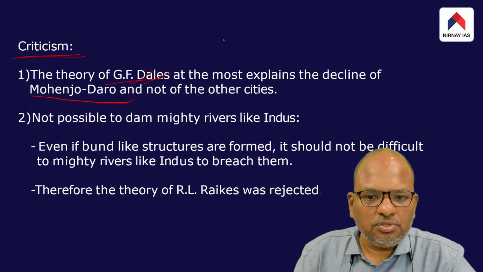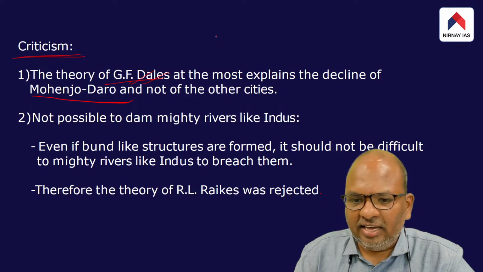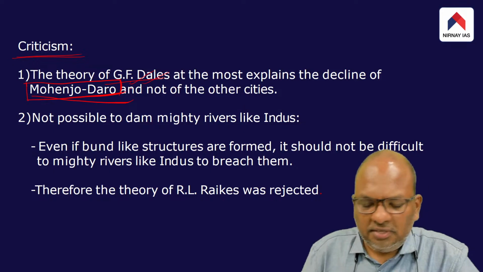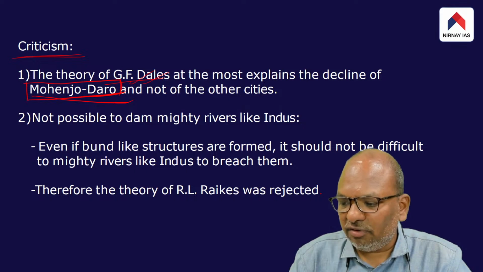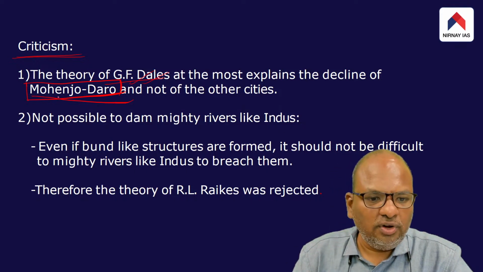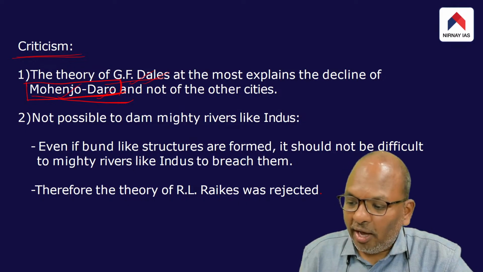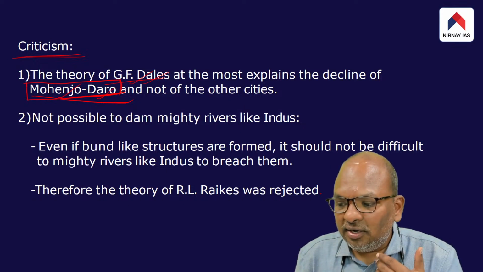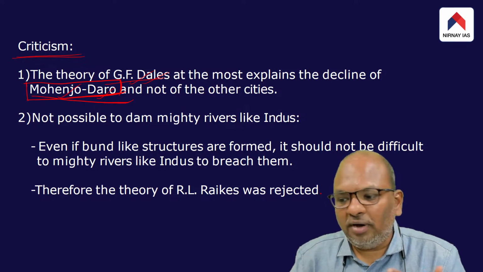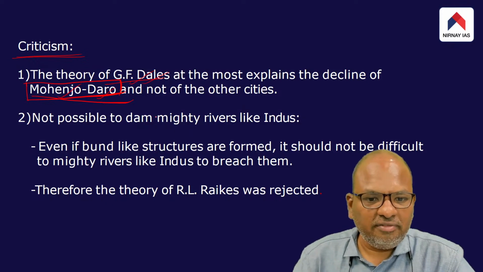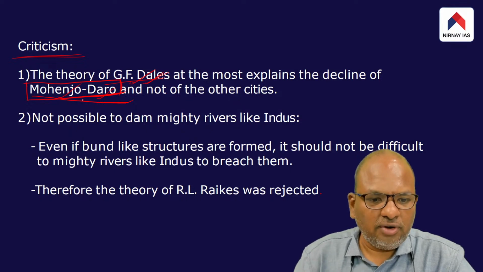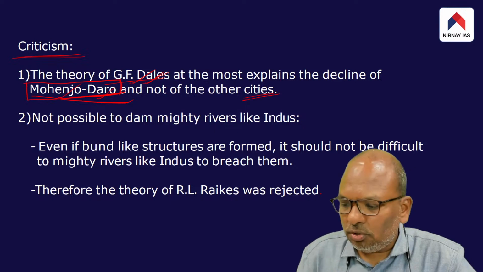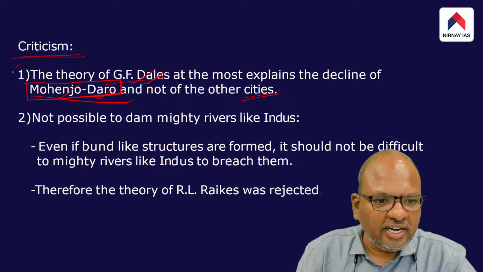So what is the major criticism against G.F. Dales? Dales basically proposed the flooding theory on the basis of evidence of flooding coming only from one city of Indus Valley, that is Mohenjo-daro. He did not cite the evidence of flooding in other cities. He merely cited the evidence of only one city, Mohenjo-daro, to argue that the other cities of Indus Valley Civilization might have also experienced this, but he did not give proof for flooding of other cities. I hope I am clear. So the whole point which I'm trying to convey, G.F. Dales only suggested evidence from Mohenjo-daro to argue that the other cities of Indus Valley might have also experienced similar flooding. That's the point. So that is the major criticism against G.F. Dales.